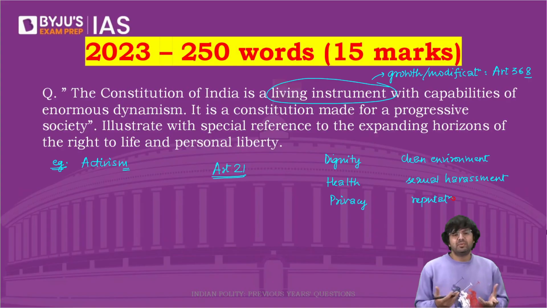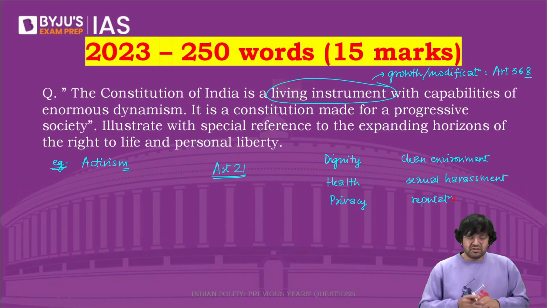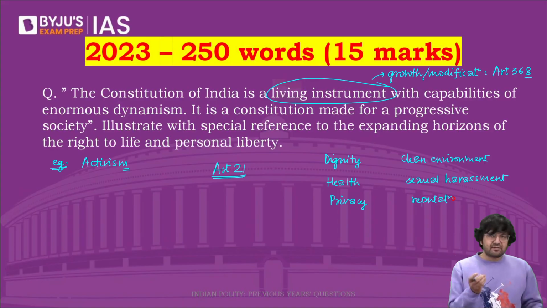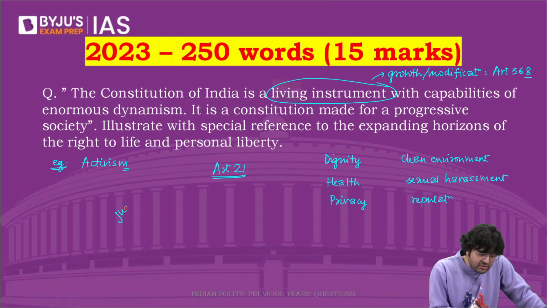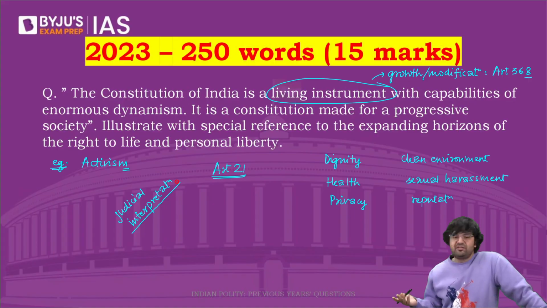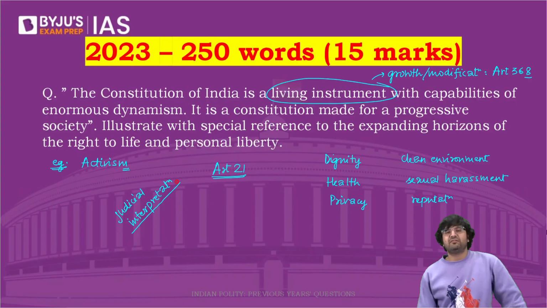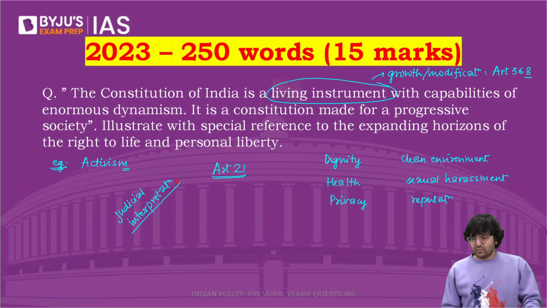And in the conclusion, simply say that the dynamism of the Indian Constitution, particularly Article 21, with its ever widening scope, reflects its ability to adapt to the evolving needs of a progressive society through judicial interpretations. Through judicial interpretations, the scope has been widened. This makes the Constitution not just a document of laws, but a framework for, say, social justice, human dignity, etc. Right? Done. This was Article 21.